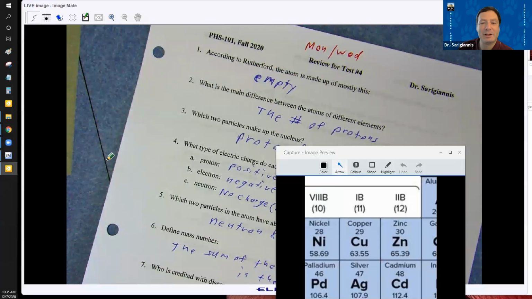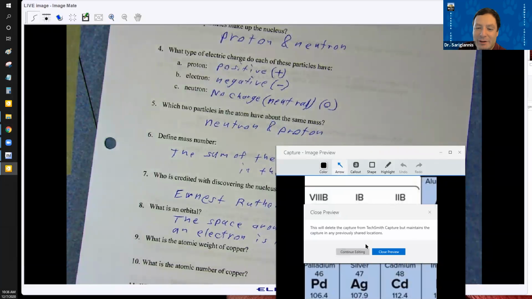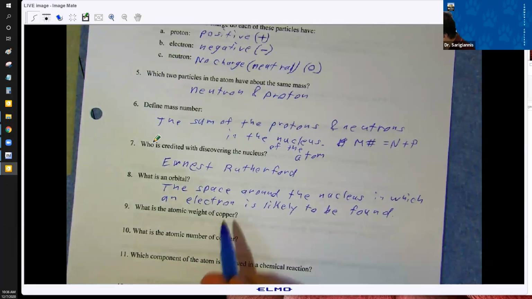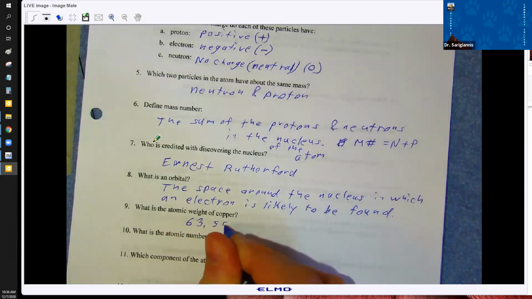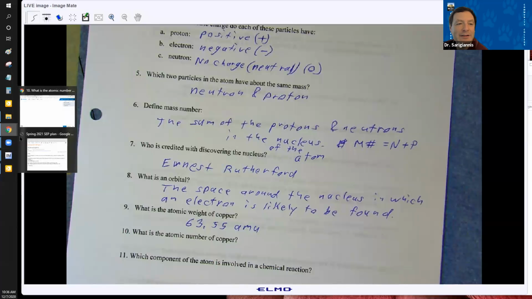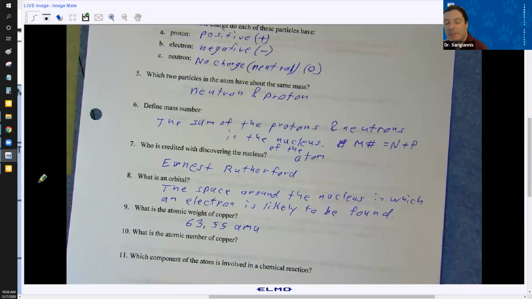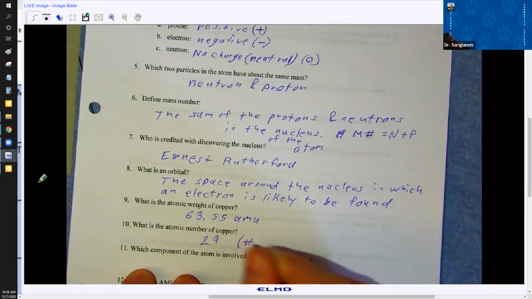All right, so let's write this down. I'm just going to do atomic weight and atomic number. Maybe that confused people because I jumped ahead. Atomic weight of copper is 63.55 AMUs, atomic mass units. So that's the atomic weight. And then the atomic number is 29. And just a reminder, this is the number of protons.